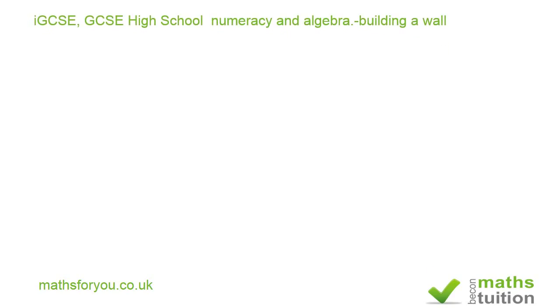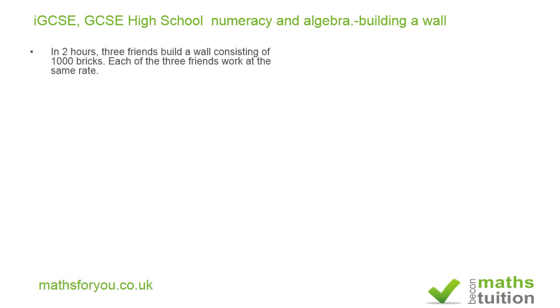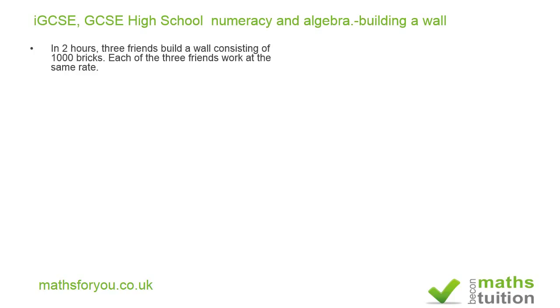Well, hello and welcome to a higher tier GCSE question, and it's to do with numeracy and algebra. It says, in 2 hours, three friends built a wall consisting of 1,000 bricks. Now, each of the three friends work at the same rate.